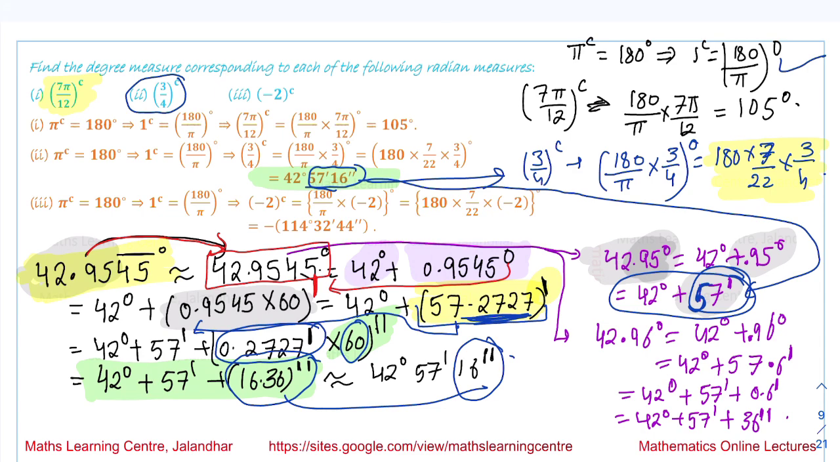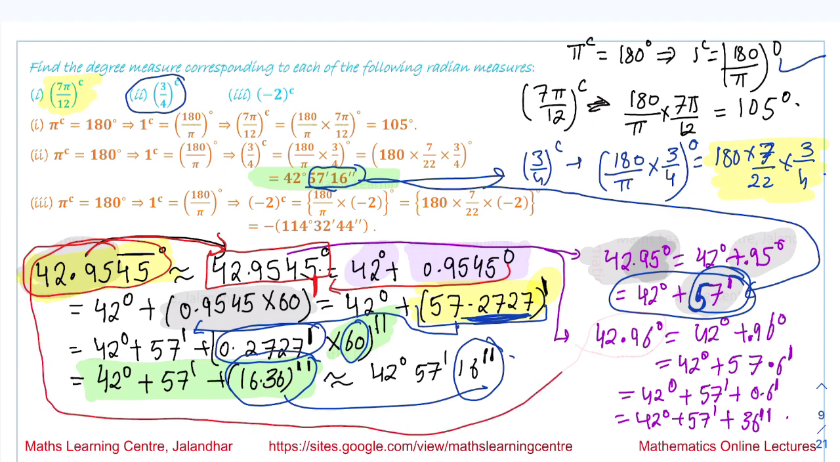Now suppose in place of this, you have rounded off this figure up to 42.96 degrees. The answer you will obtain is 42 degree 57 minutes and 36 seconds. So all these answers are approximately equal to each other, so we can write the answer in this form, that it is 42 degree 57 minutes and 16 seconds.